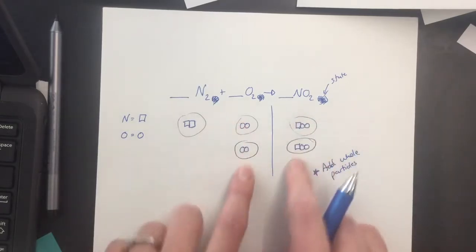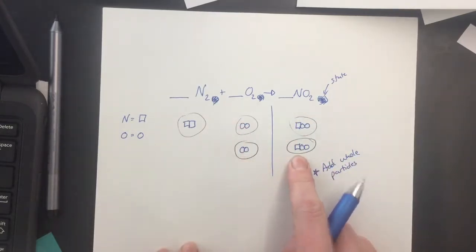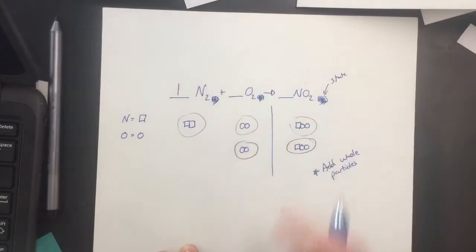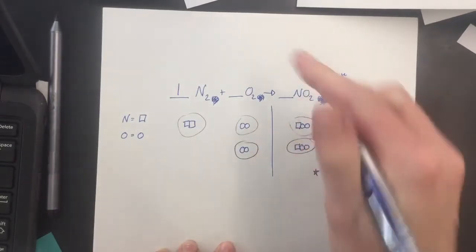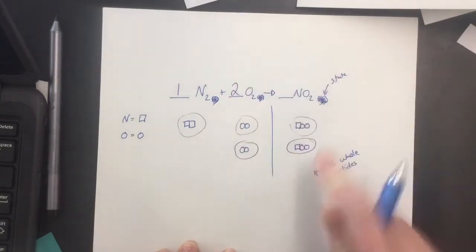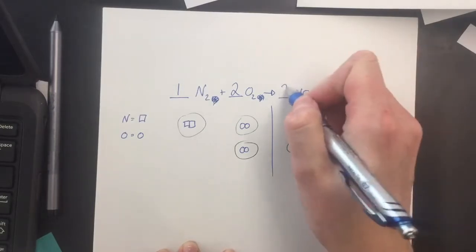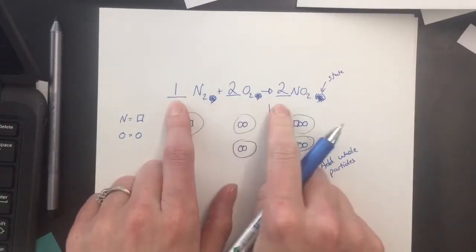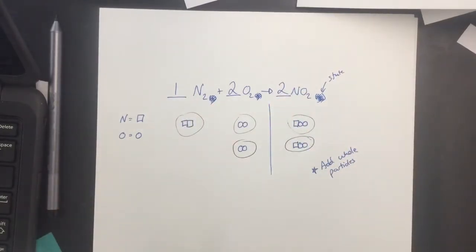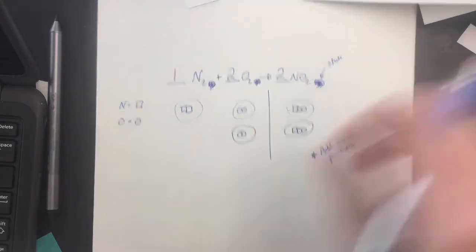So I drew them, then I added particles, and now I got to count them up. So I've got one of these, so I put a 1 there. I've got two of those, so I put a 2 there. And I've got two of those, so I put a 2 there. And so that is my balanced equation. So let's look at another example.